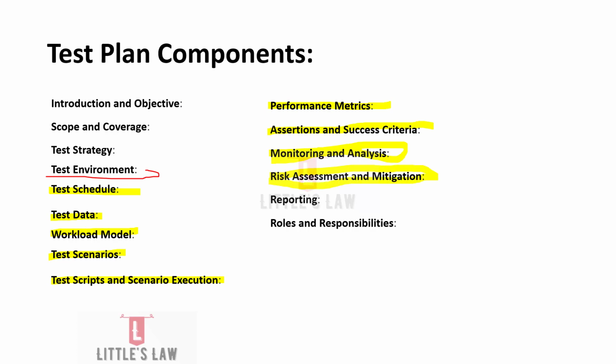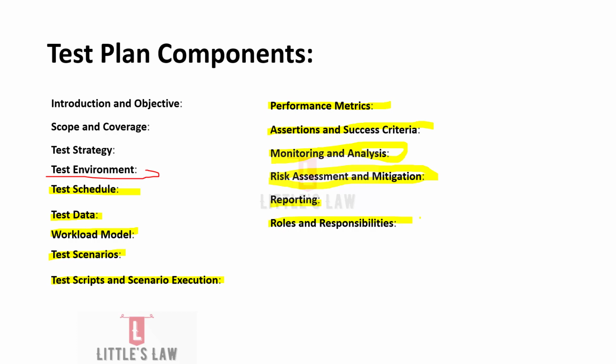So this component identifies any potential risks that might impact the testing process or the application's performance, and it outlines mitigation strategies to address these risks. And then the 14th component, which is the reporting, specifies the format and content of the performance test reports, which includes performance analysis, identified issues and recommendations for improvements.